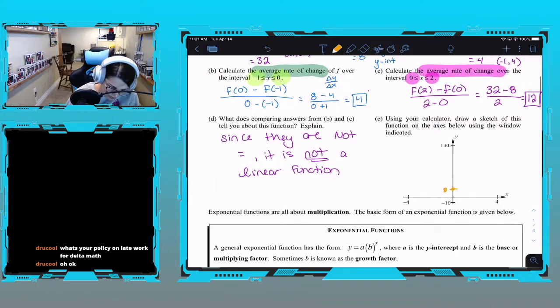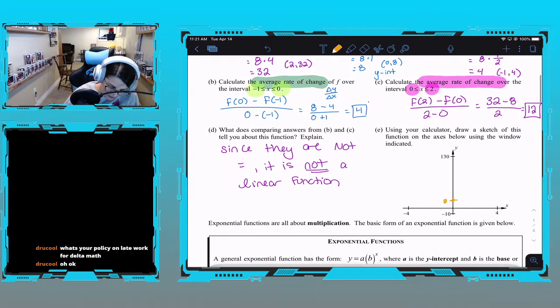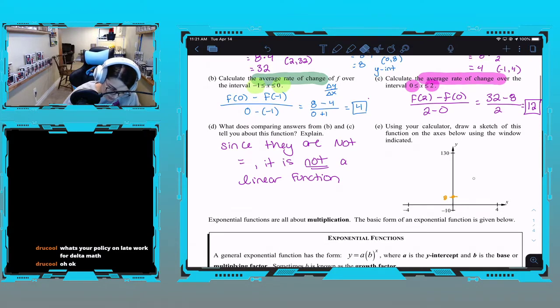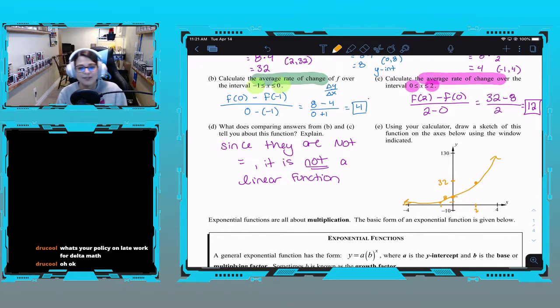So we had the point (2, 32). So that's up here, maybe. Maybe it's over a little bit more. I wasn't looking at my scale. There we go. Let's say 2 is here, and maybe 32 is here. And then we had (-1, 4), so that's going to be even smaller. If we follow those points, we get this nice curve. Mine's a little sketchy. That's okay.